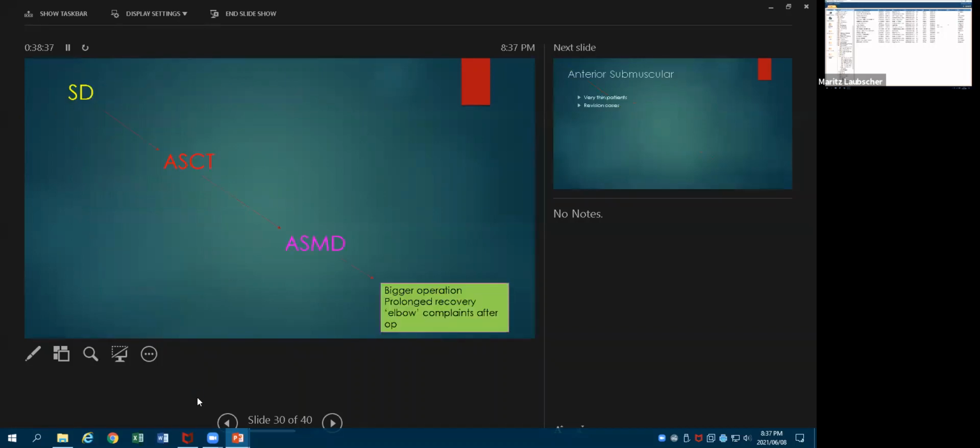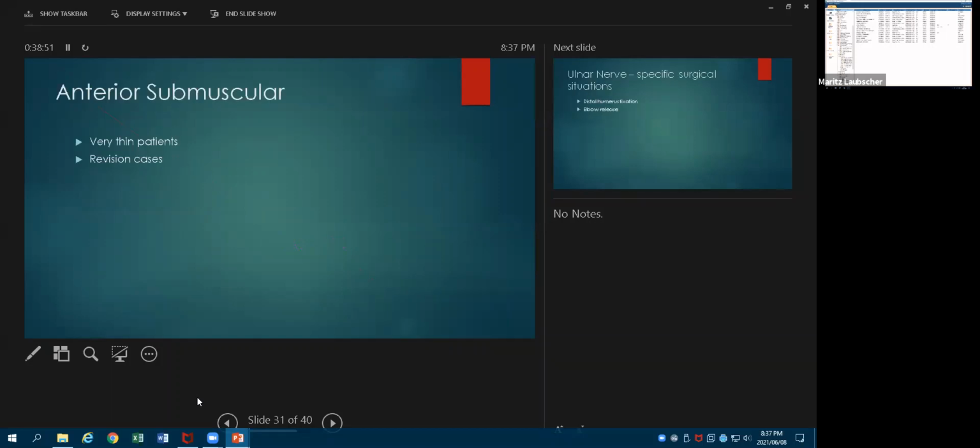Okay. So this is basically the flow from simple decompression to anterior subcutaneous to anterior submuscular. Obviously, the further down you go, the bigger the operation, the more prolonged the recovery, and the more elbow complaints after the operation. So definitely aim for in situ release. I think it's an operation you must be able to do and get a zero complication rate for that operation.